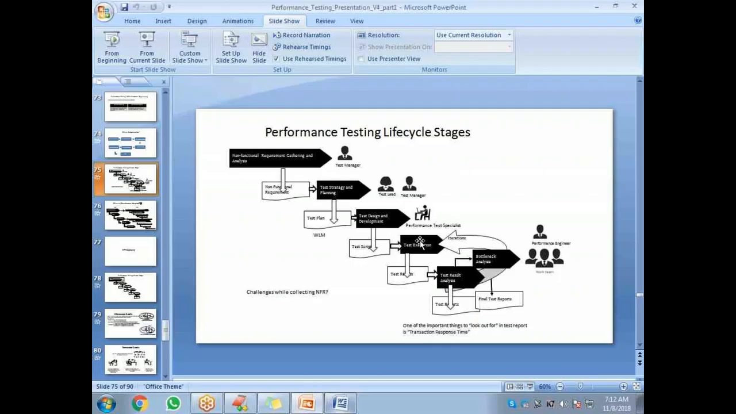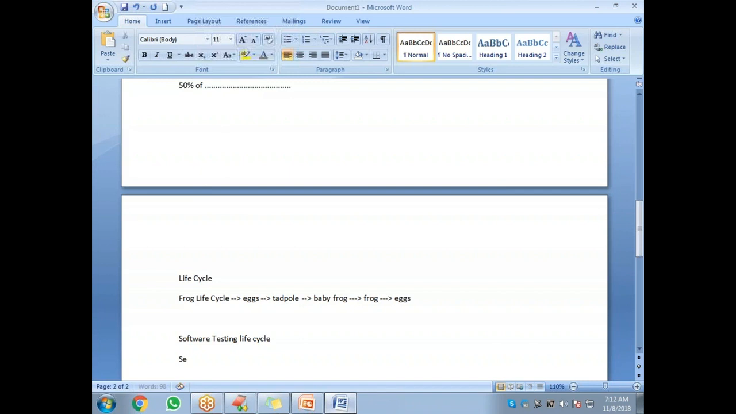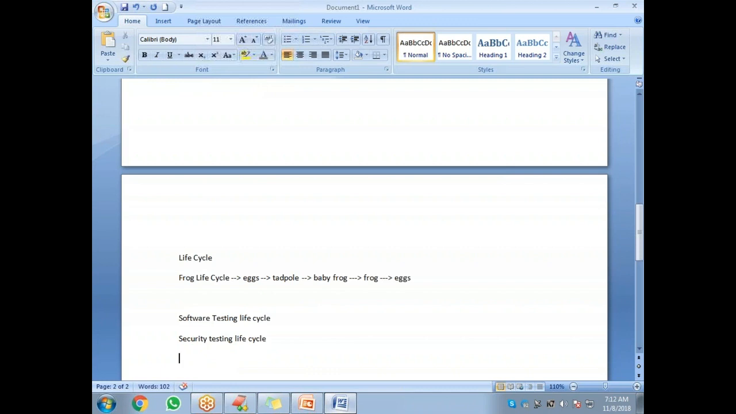If you're coming from manual testing or system testing, there is something called the testing life cycle, or software testing life cycle. If you're a manual tester or a functional tester, definitely you would have heard about it. If you're a security tester, you have a security testing life cycle. If you're a performance tester, you have something called the performance testing life cycle. So now we are performance testers, we will look into the performance testing life cycle.